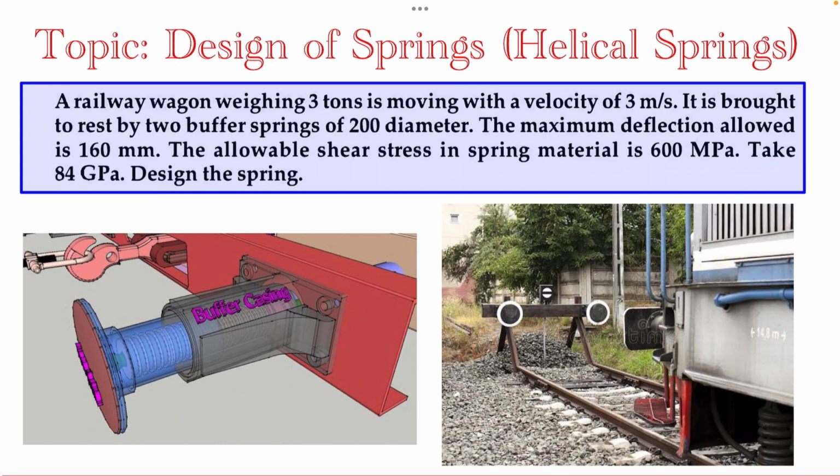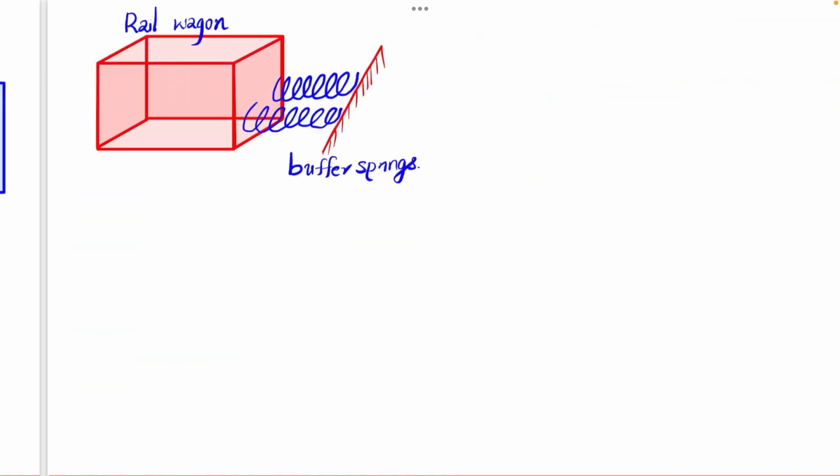Here the railway wagon is moving with a velocity, so it is having some kinetic energy, and while stopping this energy will be absorbed by the spring. Based on that absorption, some force will be acting on the spring. Here that force is not directly given, but we need to find it based on the conservation of energy. Then according to that we need to design.